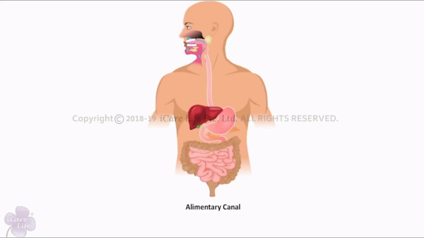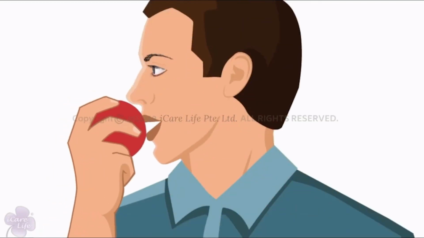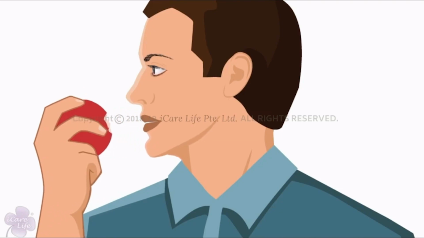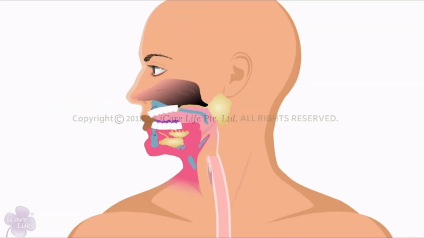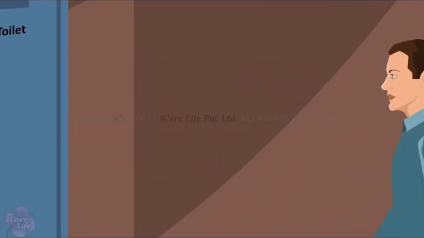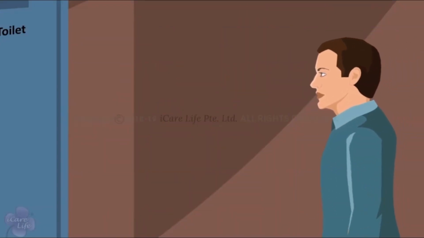The gastrointestinal system helps digestion and absorption of nutrients. During digestion, food is broken down and the nutrients in the food are absorbed. Then, the undigested food and waste products are digested out of the body.